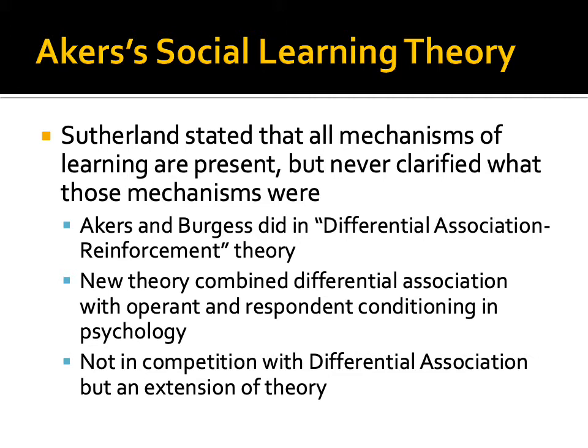because one of the things that makes a theory bad is if there are a lot of assumptions or we're not very clear about what it is. And so Akers and Burgess said, well, let's operationalize some of these things, and they developed differential association and reinforcement theory. This new theory combined differential association from Sutherland with operant and respondent conditioning in psychology, right? And again, this is not in competition with differential association, but merely an extension of the theory. Sutherland was on the right track, according to Akers and Burgess. We're taking it a step further to make it more specific.